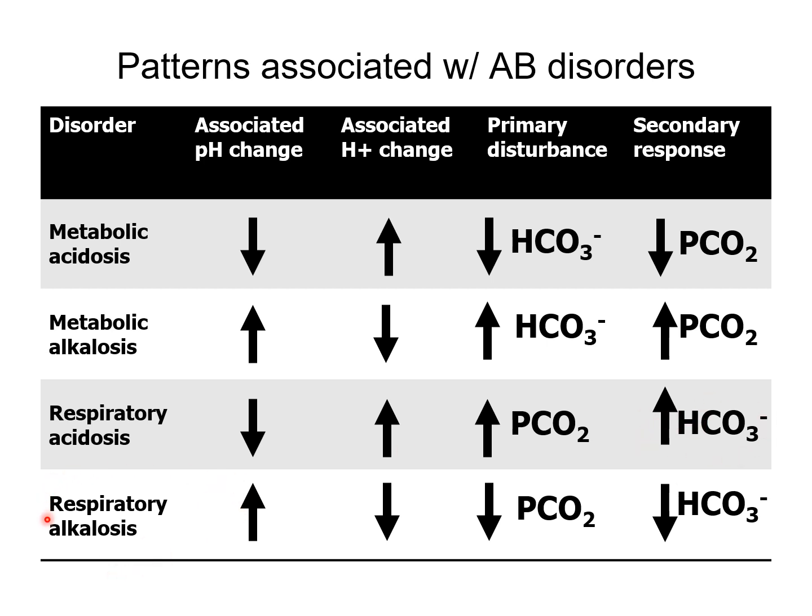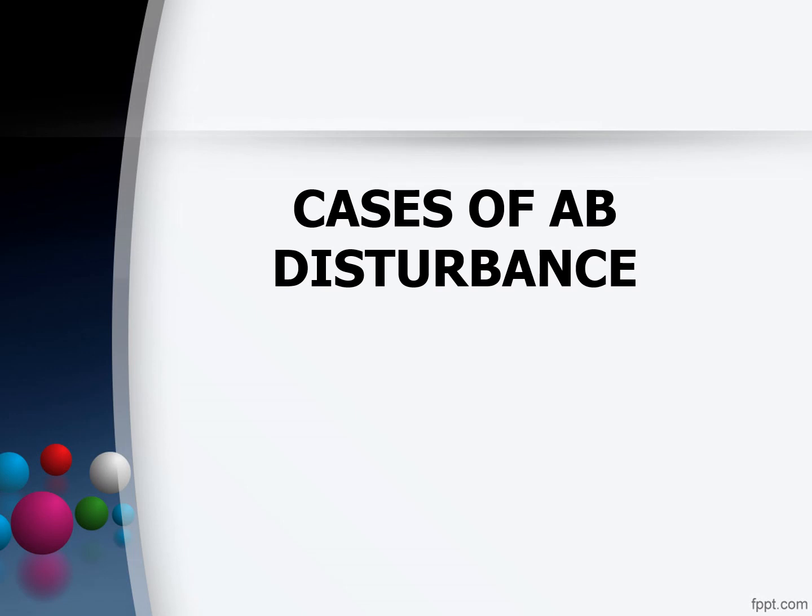For respiratory alkalosis, the primary disturbance is on the lungs. The lungs usually have a lower level of PCO2, and the kidney would tend to compensate by promoting the excretion of bicarbonate. The slides to follow will examine some cases of acid-base disturbance.